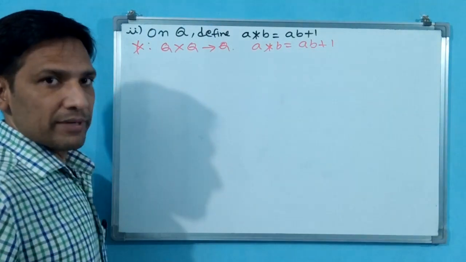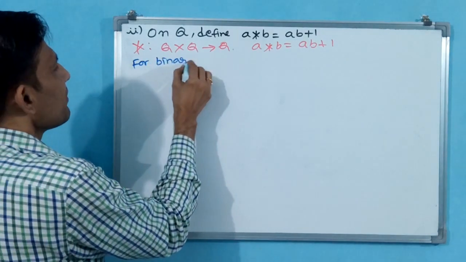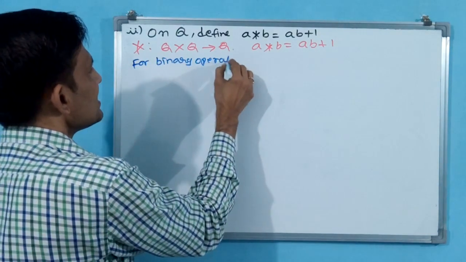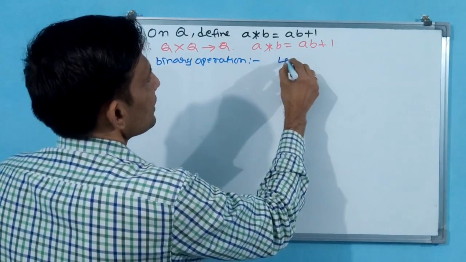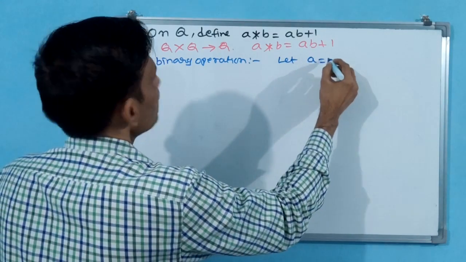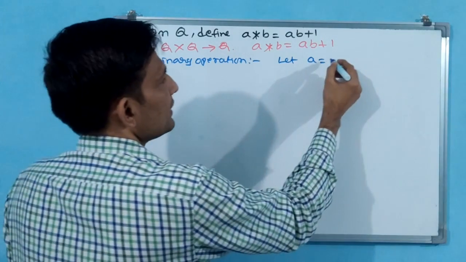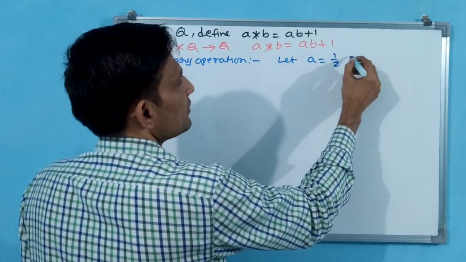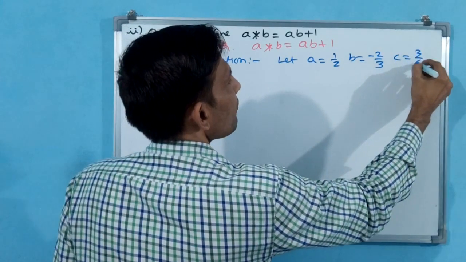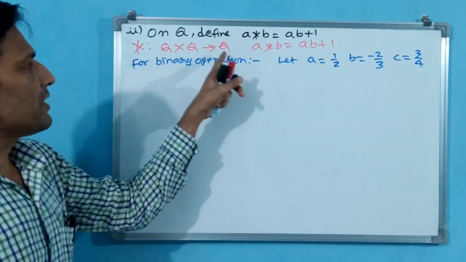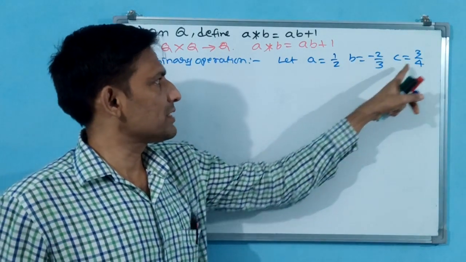Now you write for binary operation. Let A be equal to, see, here we have to take rational numbers, positive and negative both. Let us take A is 1 by 2, B is equal to minus 2 by 3, C is equal to 3 by 4. See, positive and negative rational numbers are all covered, because they are rational numbers: 1 by 2, minus 2 by 3, 3 by 4.